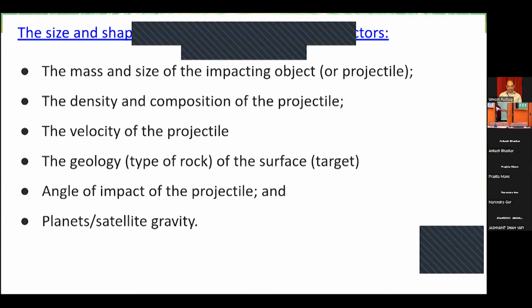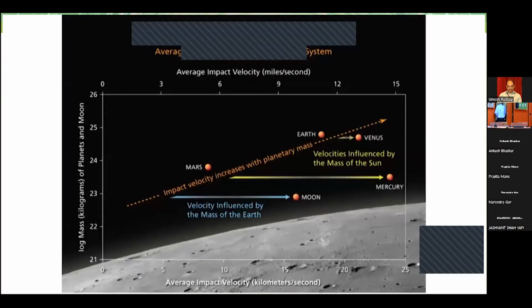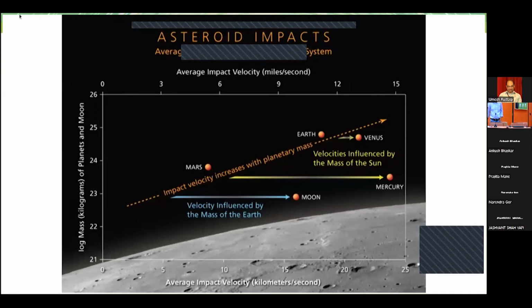So that defines the parameter. I will just show this. What are the average velocities of asteroids that we generally see? Where we are in the solar system matters a lot, like whether you are at Mars, or at the Moon, or at Earth or Venus, because that determines what velocity the asteroid or meteorite will have when hitting the planetary surface.